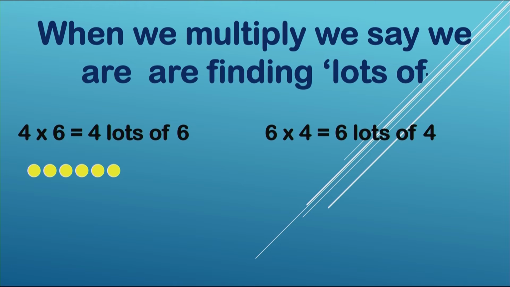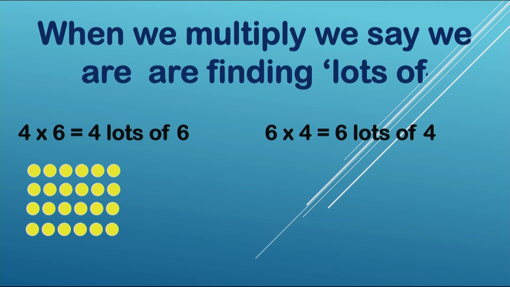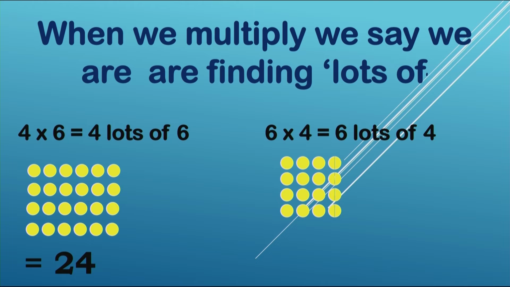Now, let us see. 1 lot of 6 came up. Now, 2 lots of 6 is here. 3 lots of 6 and 4 lots of 6. It equals 24. And on the other side, 1 lot of 4, 2 lots of 4, 3 lots of 4, 4 lots of 4, 5 lots of 4, and 6 lots of 4 gives us 24. Again, see how they are placed, how the calculation is placed.